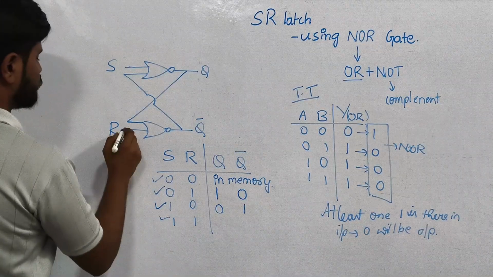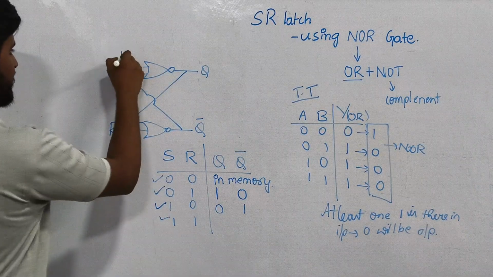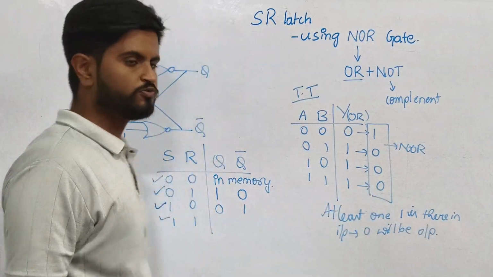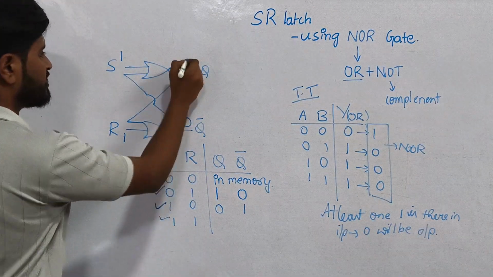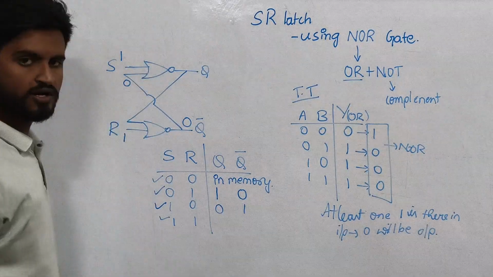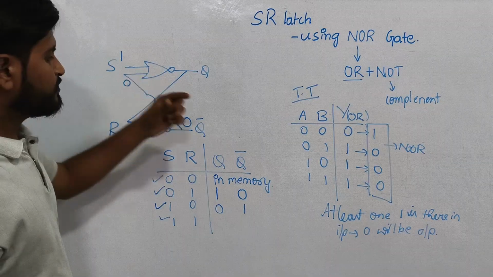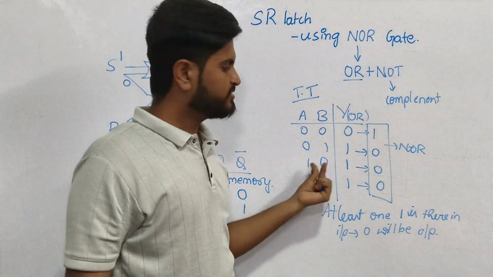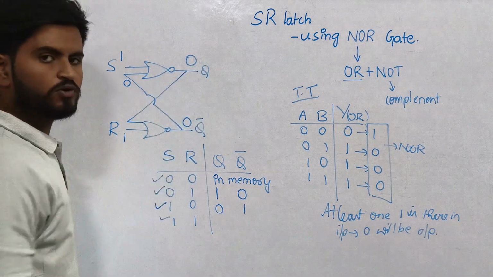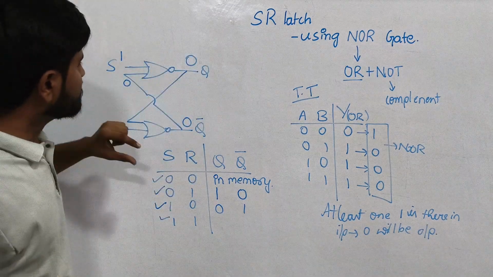Now the last condition is 1 and 1. R value is 1 and S value is 1. When both my inputs are equal to 1, output will be equal to 0. You can write it here also, here also. So this output will be acting as the input to this NOR gate, and 1 and 0, if one higher bit is present, then my output will be equal to 0. So both my outputs are equal to 0. Q is 0, Q bar is 0.